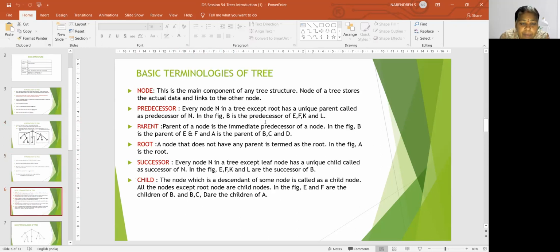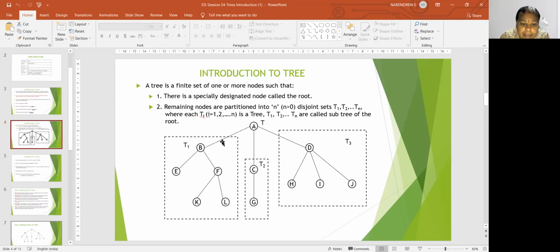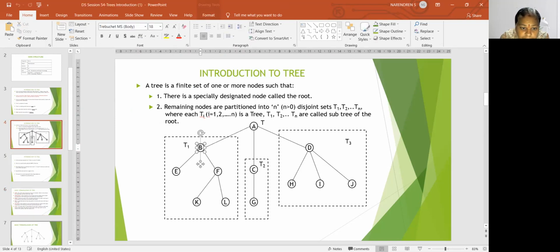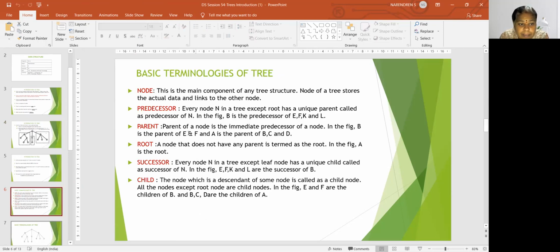So predecessor, what do you mean by the predecessor? Every node in a tree except the root has a unique parent called the predecessor of n. In the picture, if you are assuming this B, then B is a predecessor of E, F, and K and L. All the remaining nodes are predecessors of this particular node. So this is the concept of predecessor.